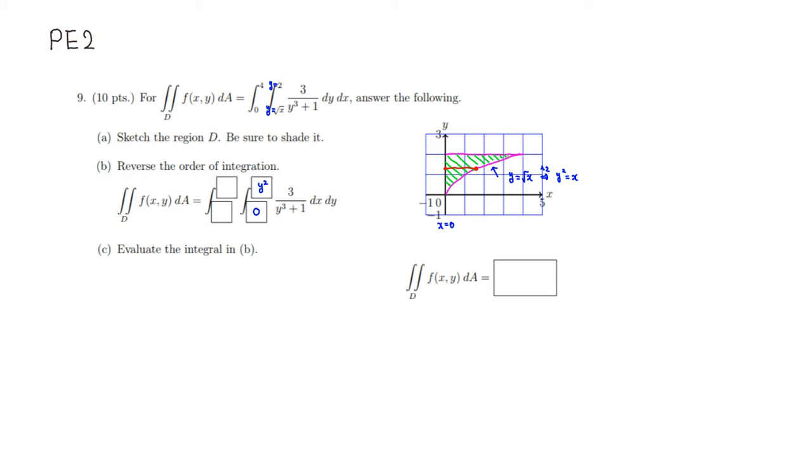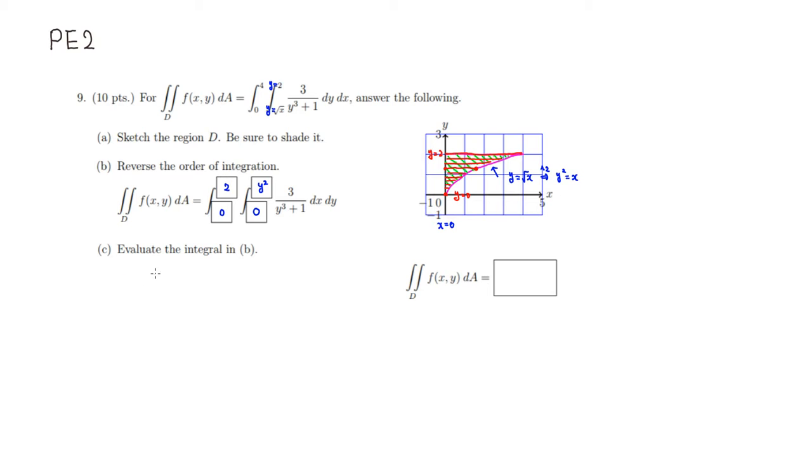Once you've done that, we have to cover the entire region. So starting from here, which is y equals 0, increase the value of y all the way to here, y equals 2. So y goes from 0 to 2. That's part B. Then we just have to evaluate this.